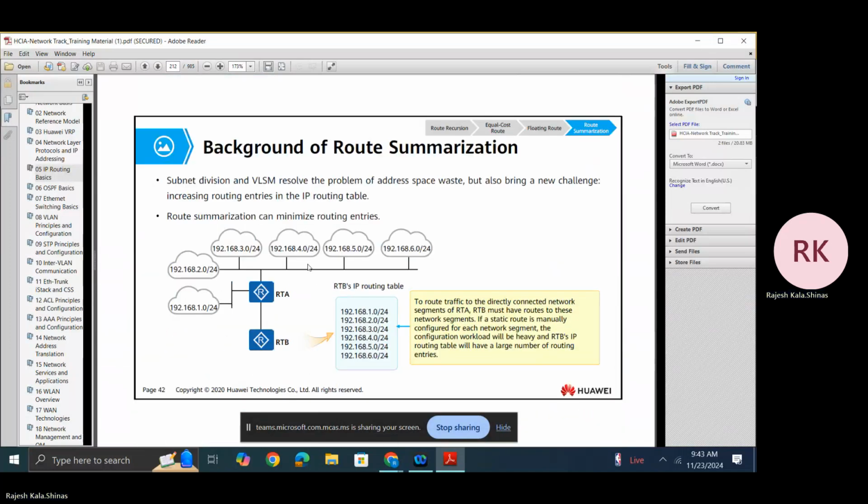Then how do we summarize again? Just to see 192, 168, 1, 2, 3, 4, 5. If you start with no summarization, what happens? The router has to add all the networks one by one, so the routing table will be bloated and more memory will be consumed. So what I will do is summarize all of them into one single network.